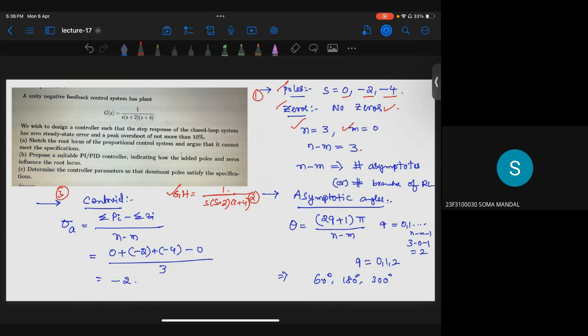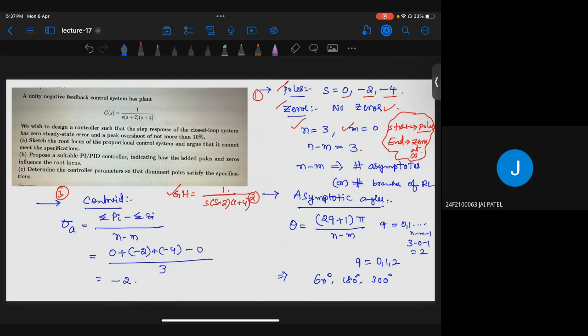Now what are the starting points? We have to decide the starting and ending of the root locus. The starting points are the poles. What are the ending points? Since there are no zeros, these three poles will go to infinity. Let us assume there are virtual zeros at infinity. That's why they are going to infinity. Is this step clear? These are the starting and ending points. All three poles go towards infinity.